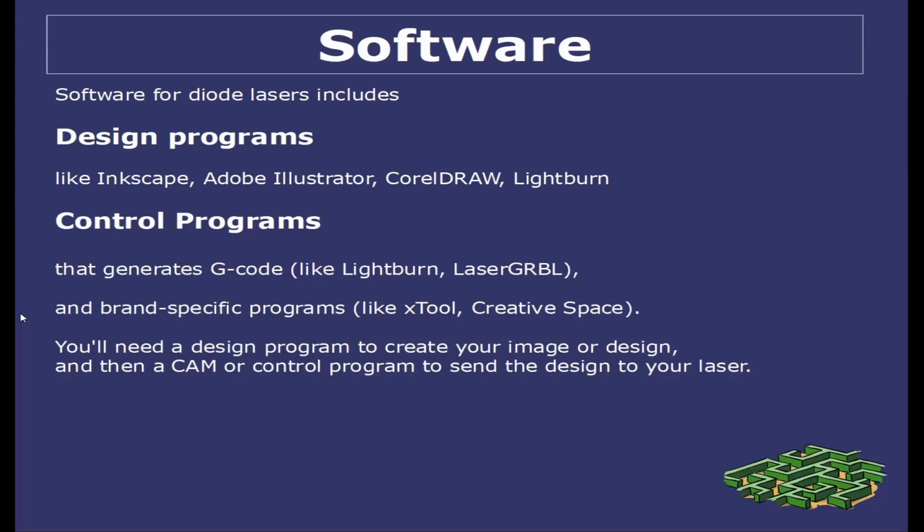Other machines like the xTool and certain creative machines use a generic program. It's based on G code and it sends G code to the laser, but they have their own little quirks inside them so that it will only work with xTool or whatever program. So if you want to create something, you'll need a design program to create your image, and then you'll need the control program or CAM program to send the design to the laser. And CAM, if anybody is not too sure, is computer aided machining.